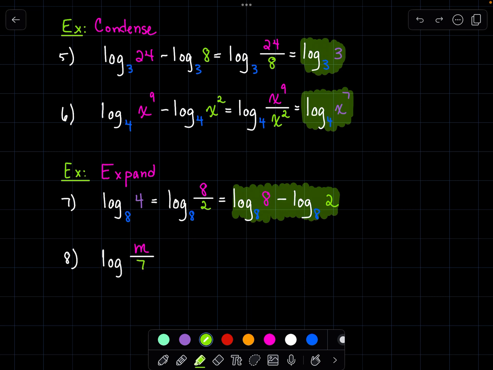How about with a little bit of algebra? Well, there we see the actual fraction, log of m over 7, and if you can just remember, log of the top minus log of the bottom, we can get our completely expanded answer, and we will be finished with that. So the quotient property is, more times than not, a lot easier to recognize when it comes to expanding.